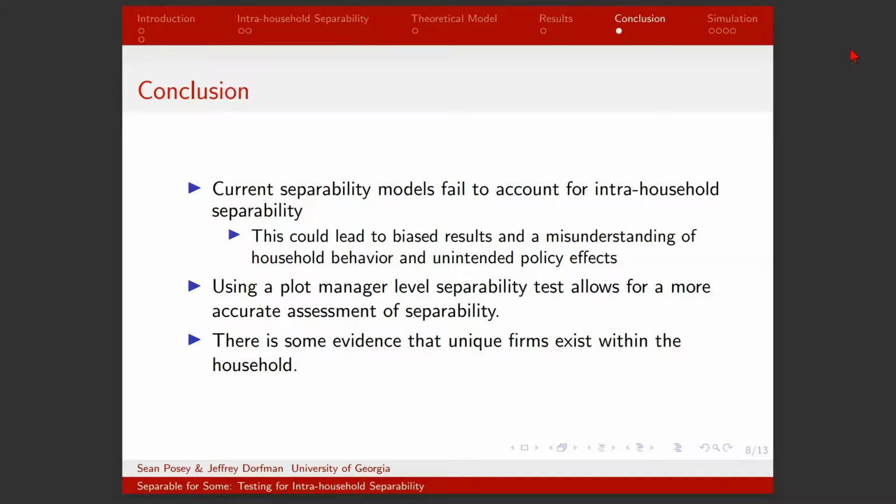Yes, there's another paper by a colleague, Jared Ferris, who looks at whether or not intercropping plots within a household causes separability models to fail. He shows that it does, and controlling for plot level fixed effects kind of overcomes this and breaks it down to the plot level a little bit more. But I'm not sure, it would be better to get a separability test at the individual plot level, because that is the smallest unit you can.